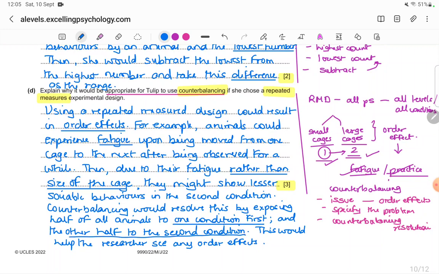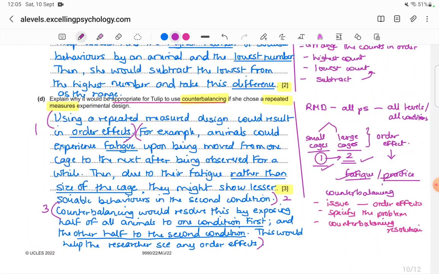Okay, so I'll just tell you about the marking quickly, as would be obvious. We get 1 mark for naming the effect, the other mark for explaining what is this effect, what is the issue with this effect. Okay, and the third mark for explaining how counterbalancing helps, basically that. Okay, so that's it for this question.